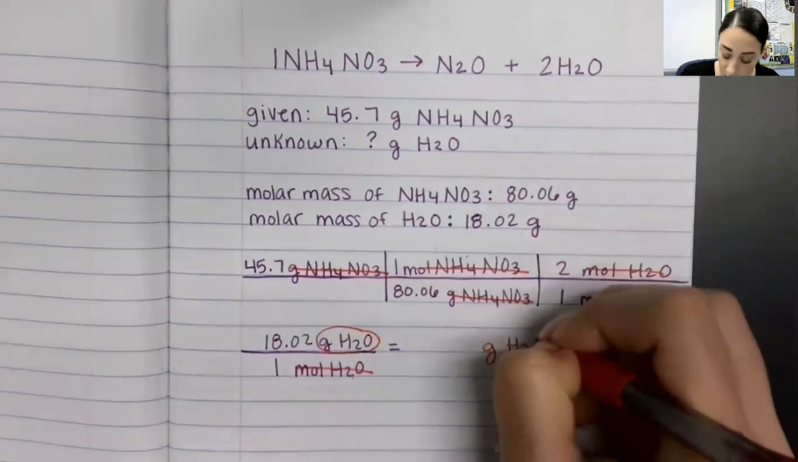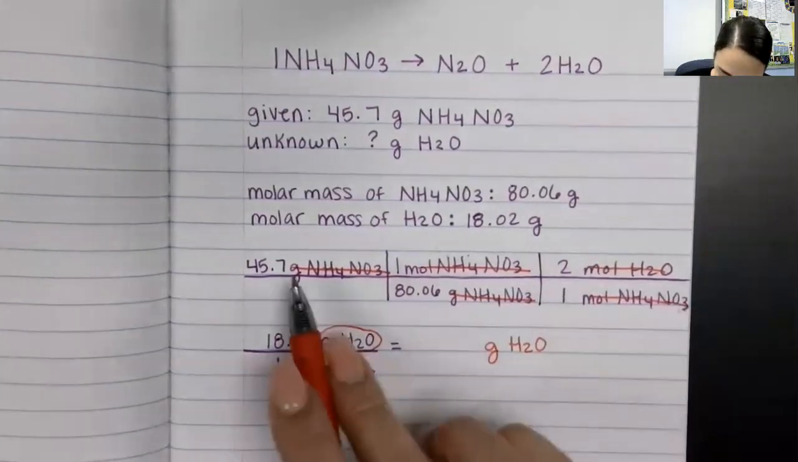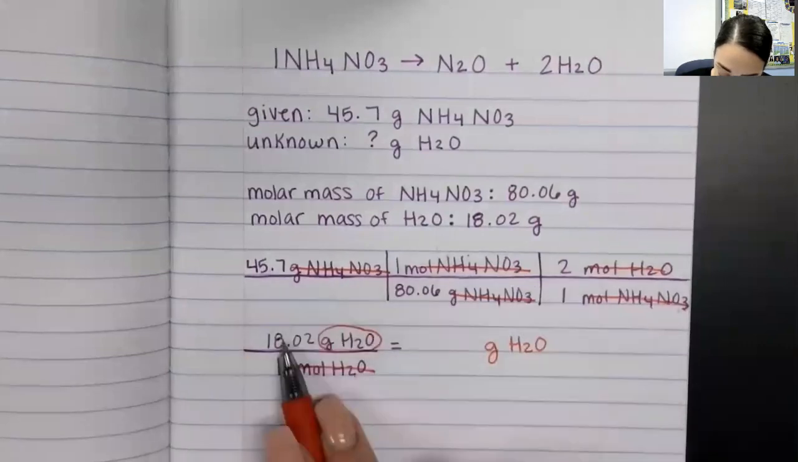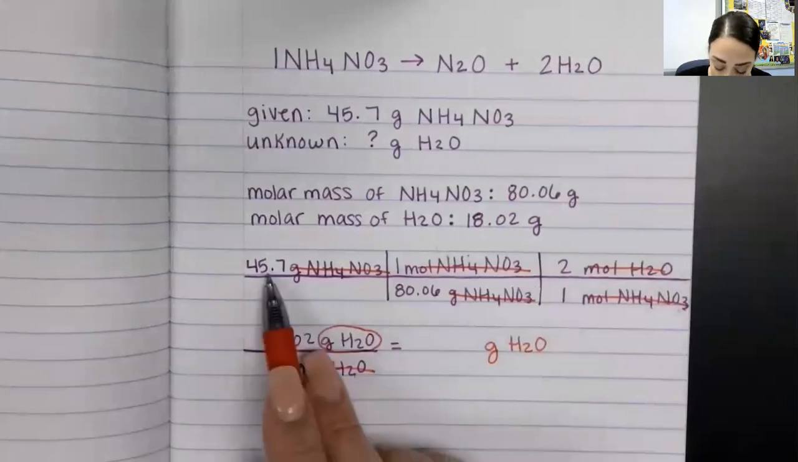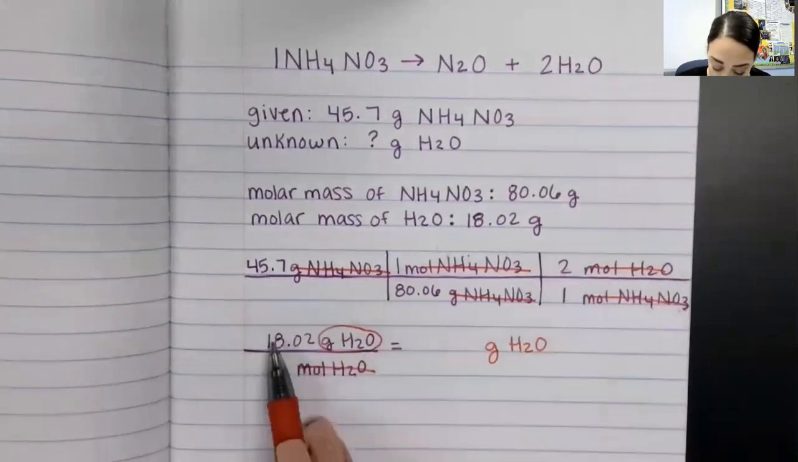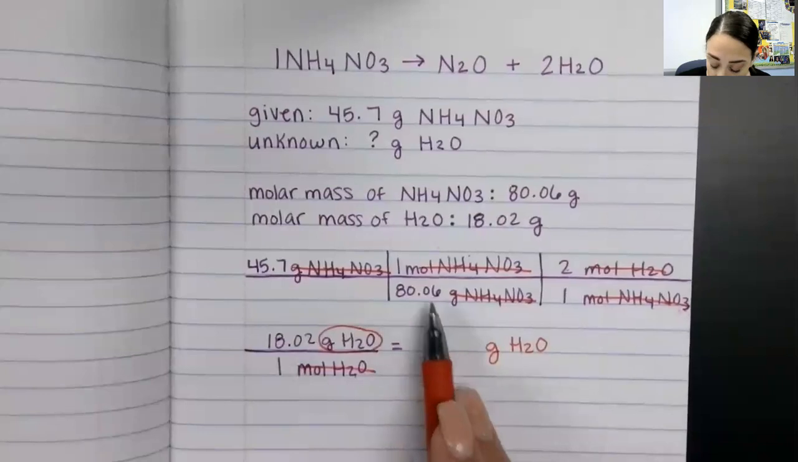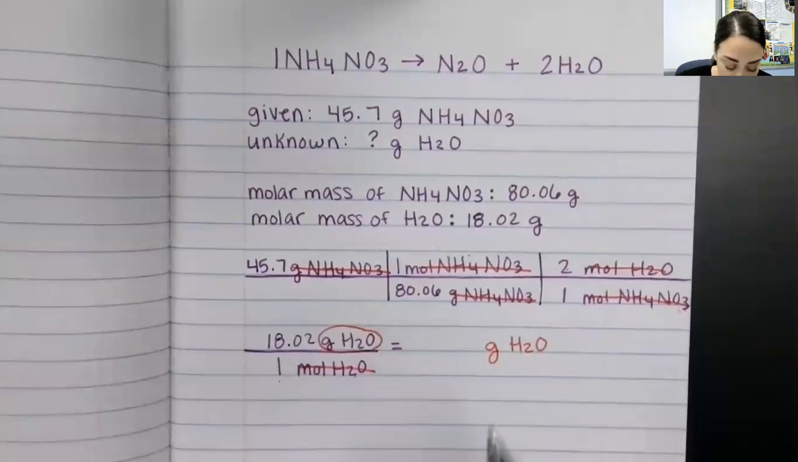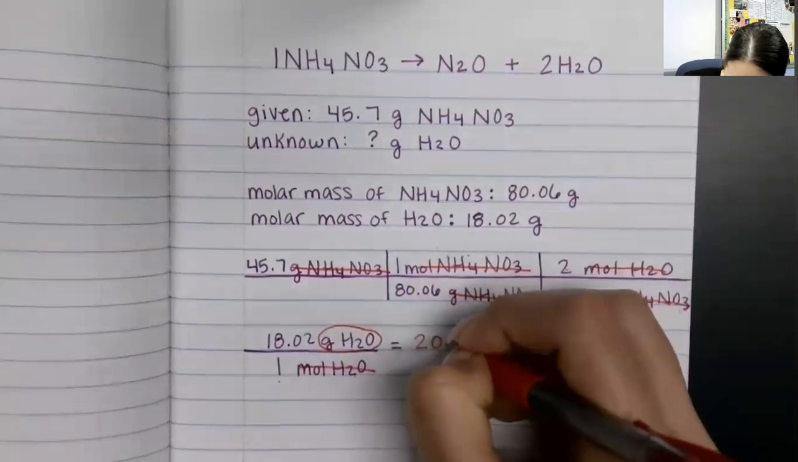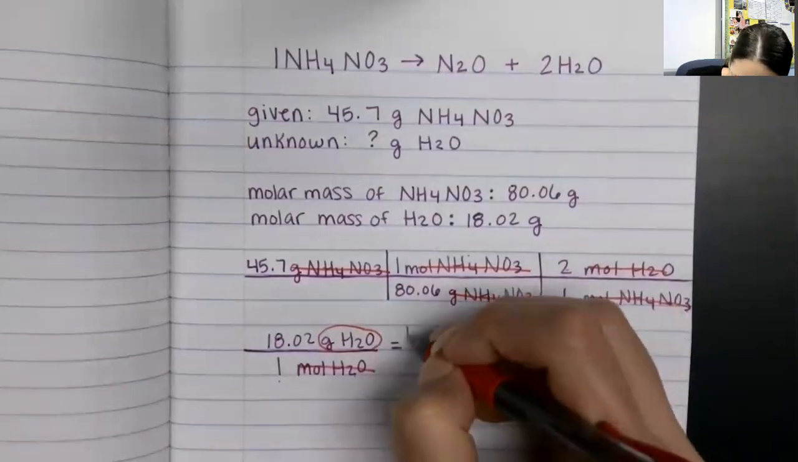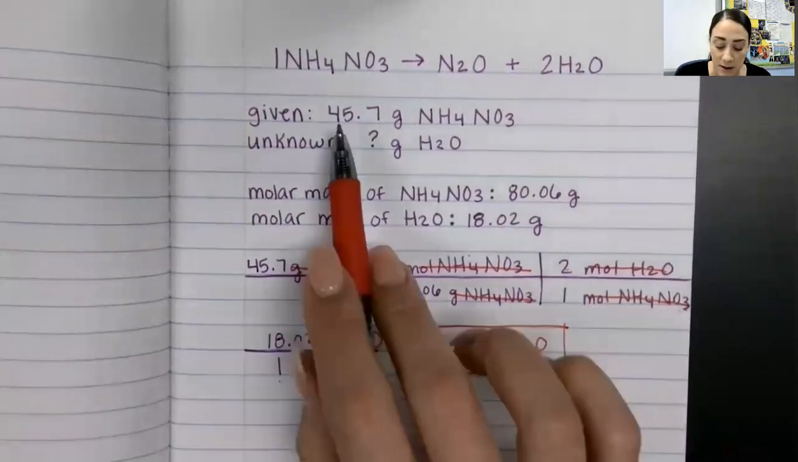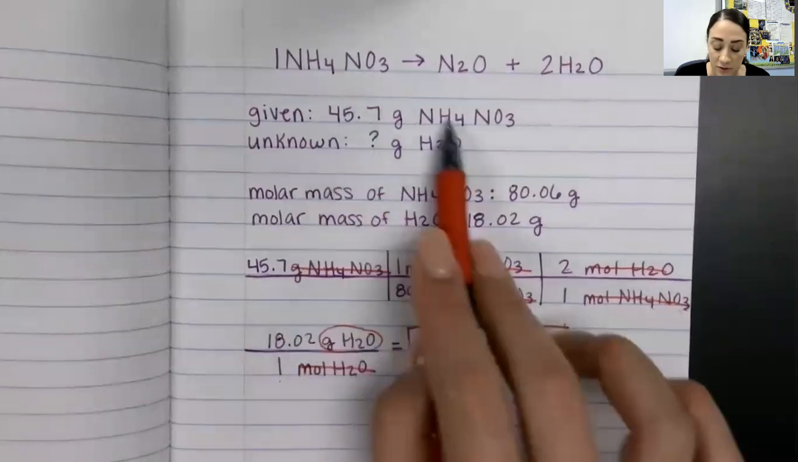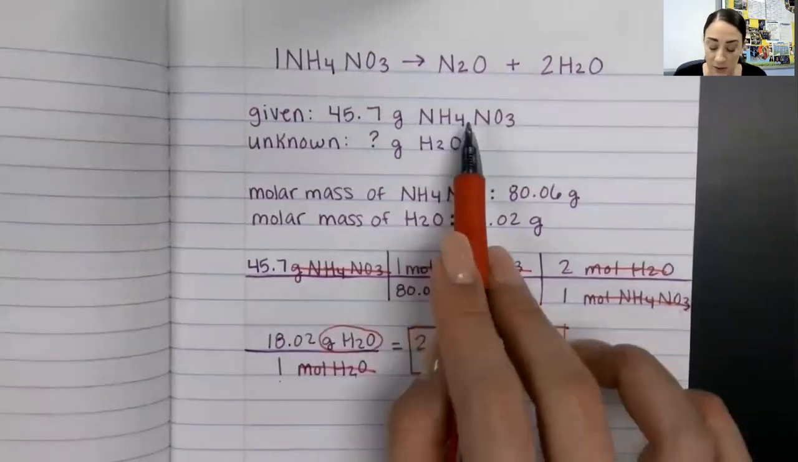Okay. In order to do the calculation, you're going to multiply all of the top numbers and then divide the bottom numbers. So in your calculator, you would type 45.7 times 1 times 2 times 18.02 divided by 80.06 divided by 1 divided by 1 and get your answer. Okay, it comes out to 20.6 grams of H2O. So what this means is if you start by using 45.7 grams of NH4NO3, you're going to end up making 20.6 grams of water.